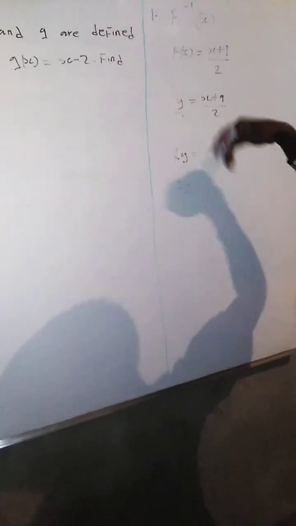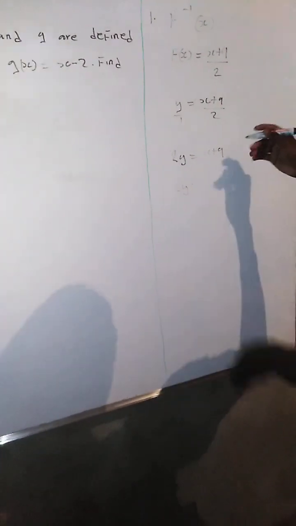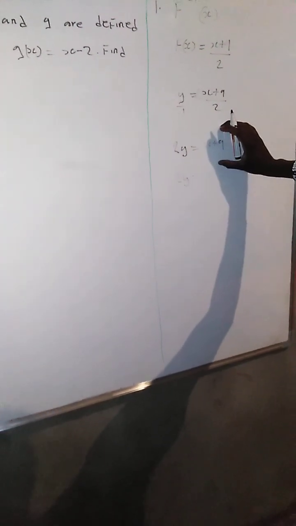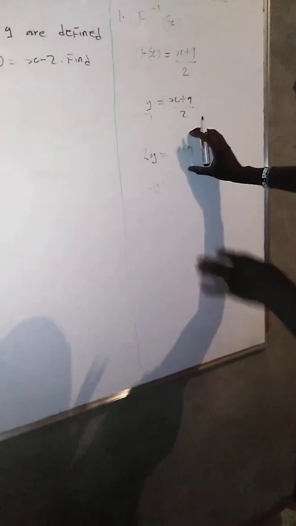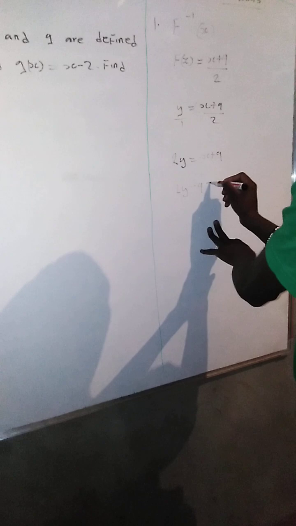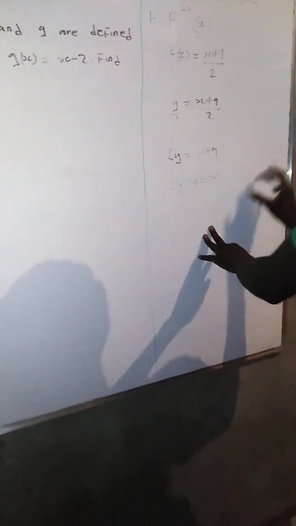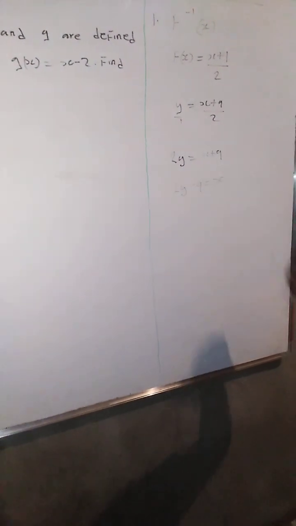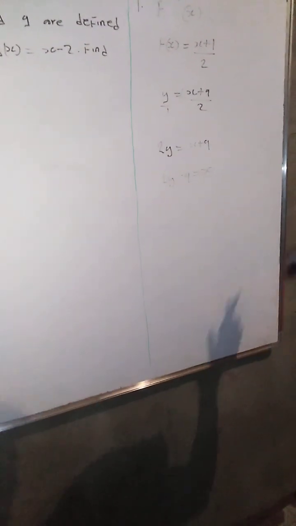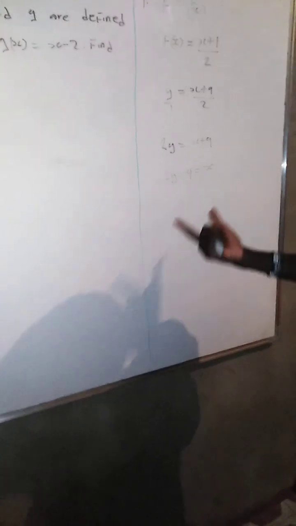This 9 is going to cross the equal sign. Since this 9 is positive, once it crosses the equal sign, it's going to become a negative. So it will be 2y minus 9 is equal to x. Here I have made x the subject of the formula, but it's not in order to leave your answer just like that. If you leave it here, it will just be hanging.